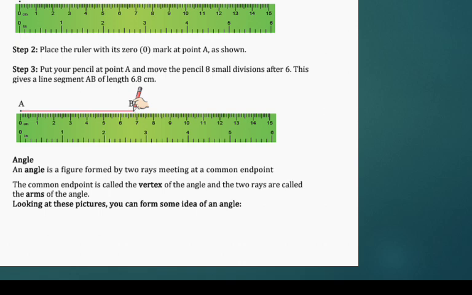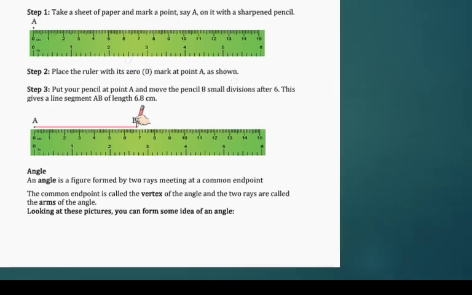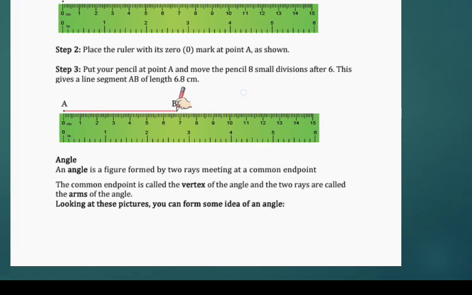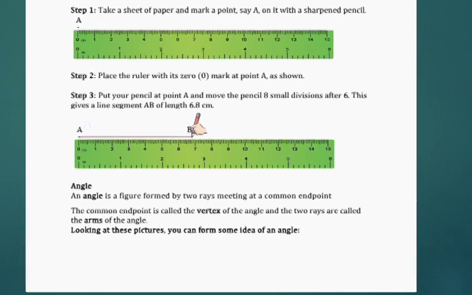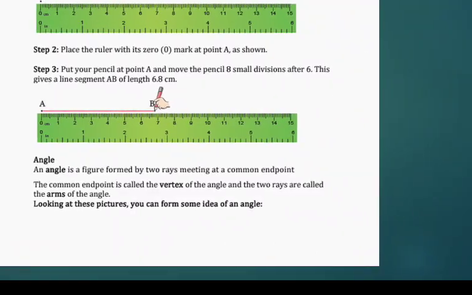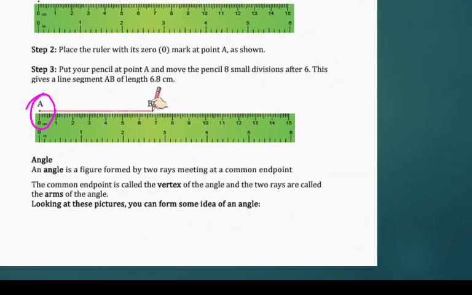So keep your scale on the point. First you fix your point A on a plain sheet. Then put your scale on the point A. So on the point A, you put your scale with the pointing 0 and drag the pencil to B, where 6.8 is there. Here is 6.8.